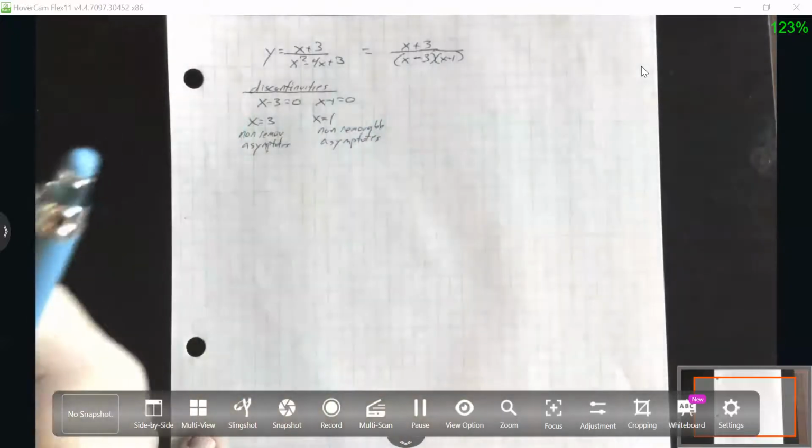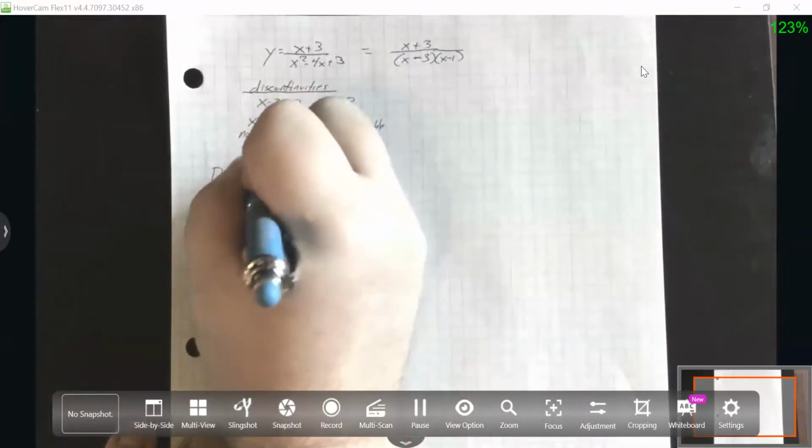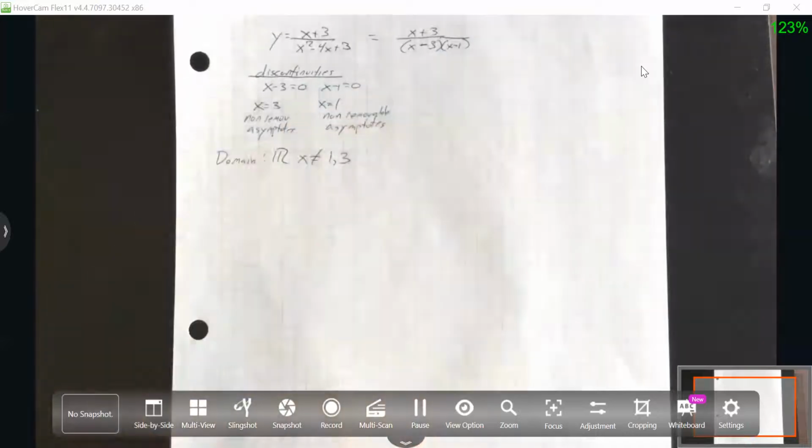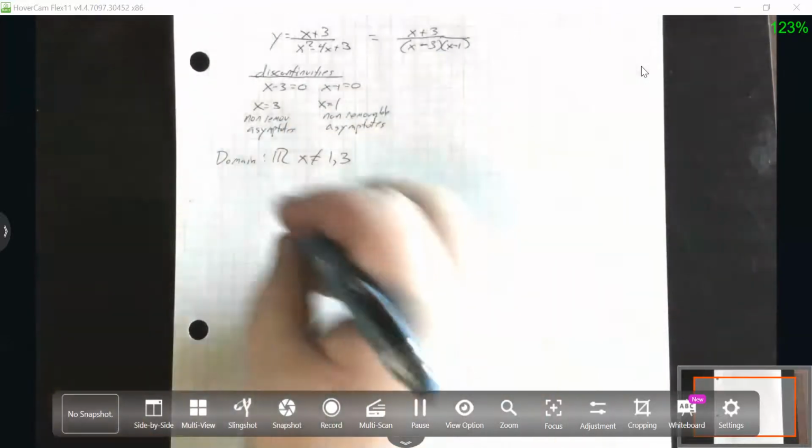Okay, so we have identified the discontinuities and told what type they are. Now I can move on to my domain. My domain is going to be all real numbers, excepting x cannot be equal to 1 or 3, because those are the two discontinuity points.